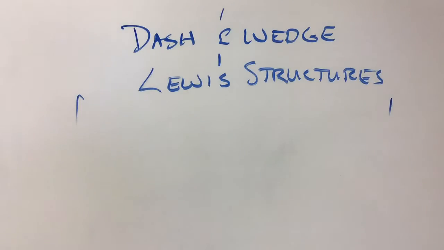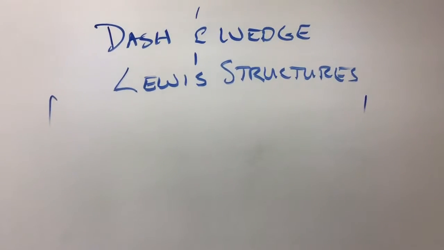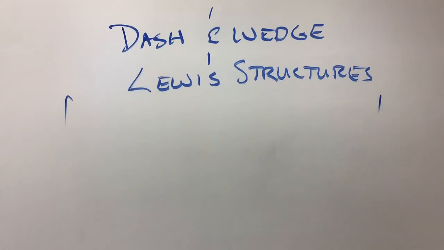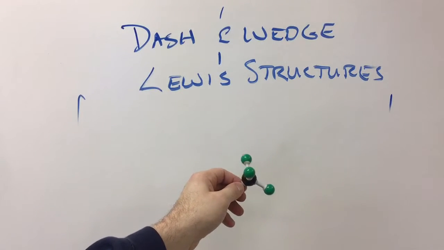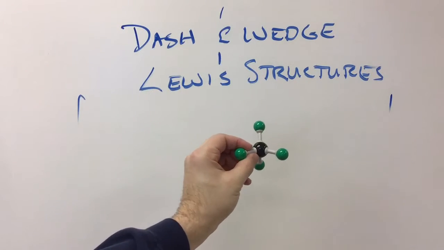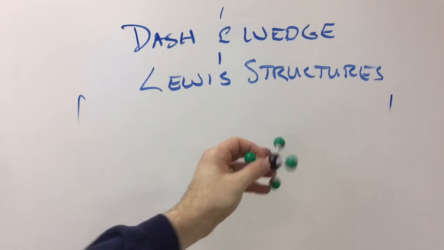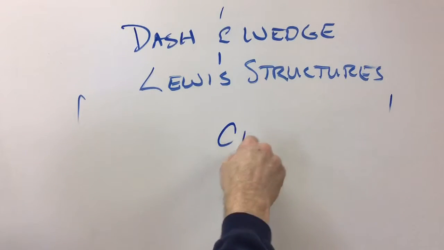Okay, let's take a look at an example of a molecule that we've done before, which is CH4. And remember, the colors don't matter. I'm just going to use this from the standpoint of a model. So the greens are going to be the hydrogens and the black is going to be the carbon. So our molecule is CH4.